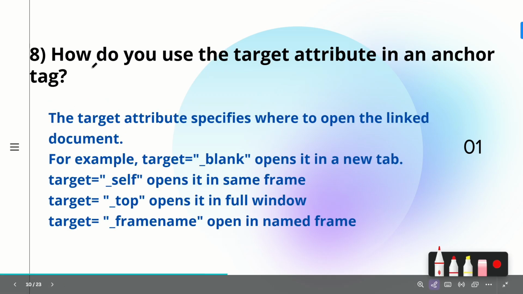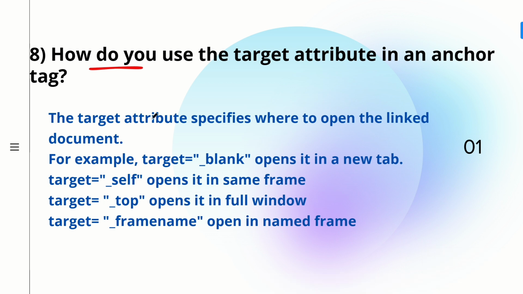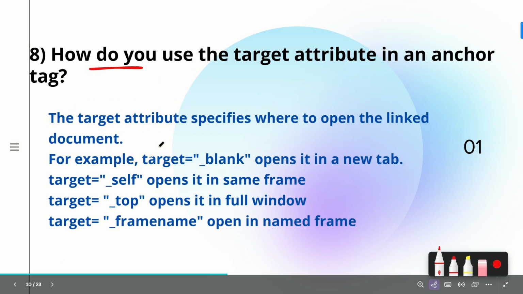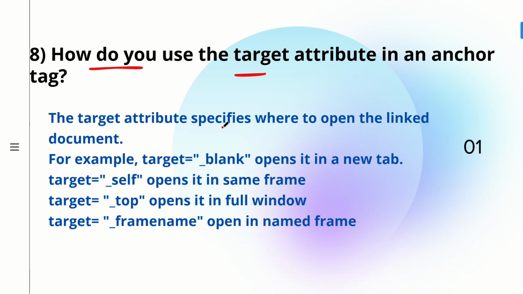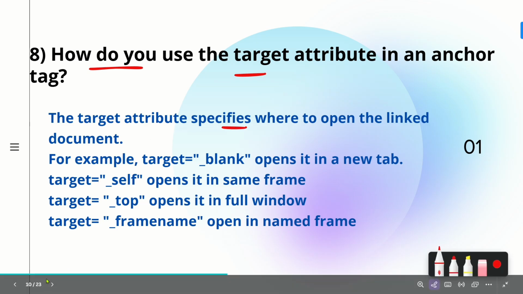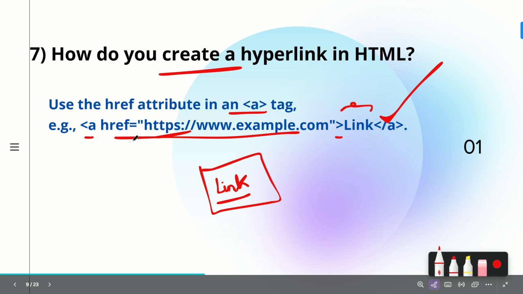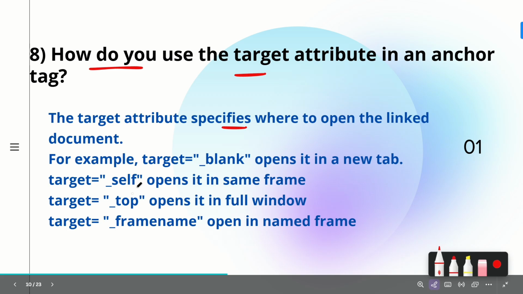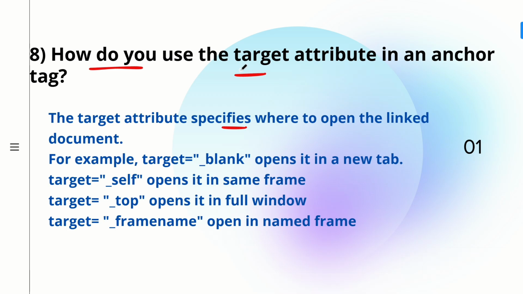Now let's see our eighth question. How do you use the target attribute in the anchor tag? Till now, in the previous video, we just made use of the href attribute. Now we will see how we use the target attribute in the anchor tag. The target attribute specifies where to open the linked document. For example, this is how you have just normally written that this is the website you have to open, and by default whatever is the behavior happens. But we have other options also of how we can open our new website.